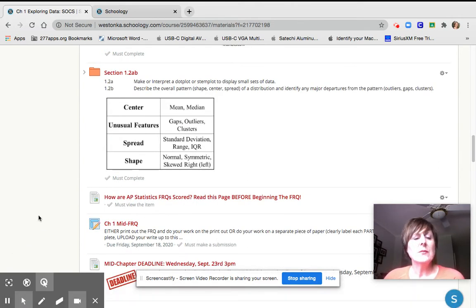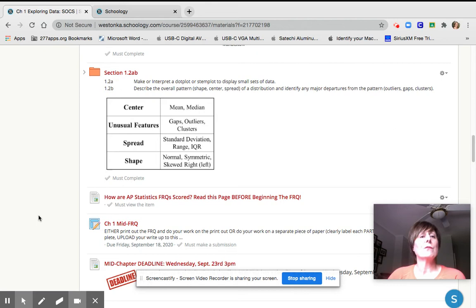Now, most of the chapters, I'm going to have a mid-chapter free response question, which I call an FRQ for free response. It's very standard lingo that we use in AP Stats. And this is kind of where that first deadline comes in, kind of that mid-chapter deadline.